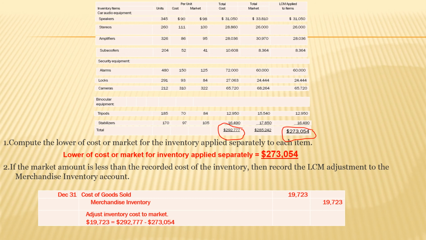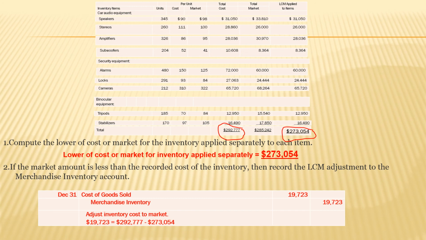Okay. Again, I will explain briefly the idea of the LCM, the lower of cost or market. I just see the items, how many units of the items I have, and I multiply by the cost per unit in order to arrive at the total cost. And then I multiply the units by the market price per unit to arrive at the total market. And I just compare the total cost with the total market, and I select the lower of these two numbers in order to arrive at the LCM applied to items, which is the last column here. And then I add this column in order to arrive at the lower of cost or market for the inventory applied separately to each item.